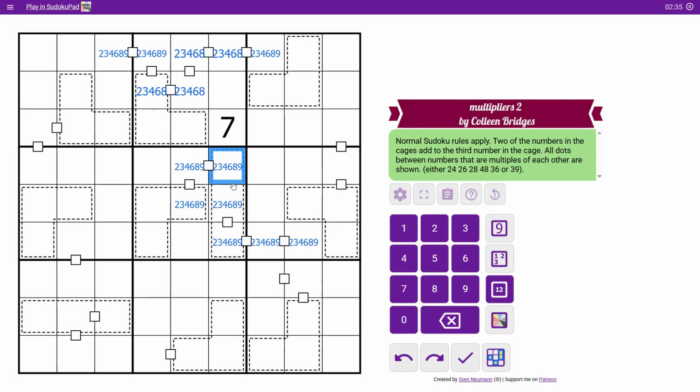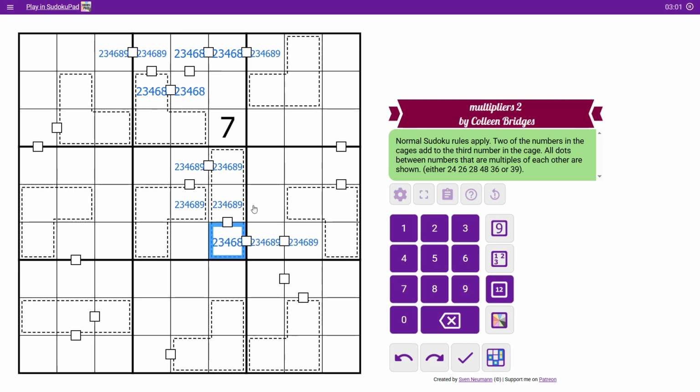And the big thing in this Sudoku is it says all dots between numbers are shown. So that means if there's not a dot there, for example, I couldn't have a 3 and a 6 there because 3 and 6 are multiples of each other. So the negative constraint is going to eliminate a lot of things. So 9, 3, that would have to be a 6, and it can't be, or there'd be a dot here. So that means that can't be a 9.